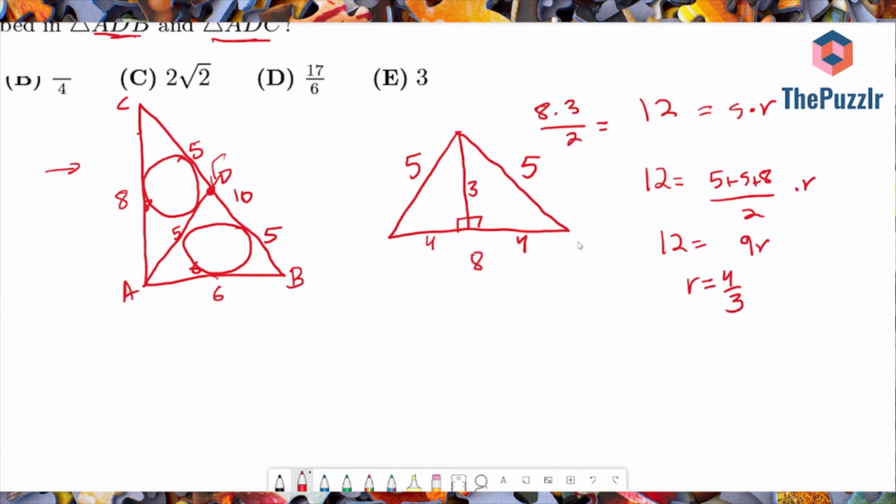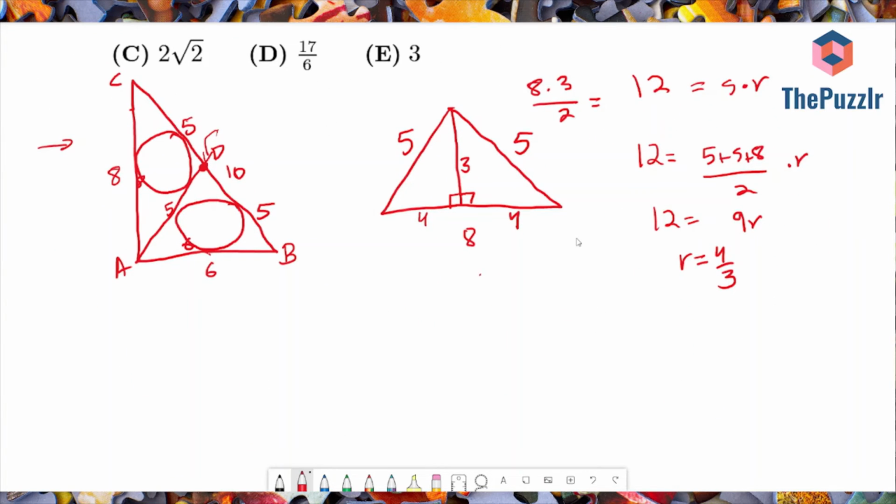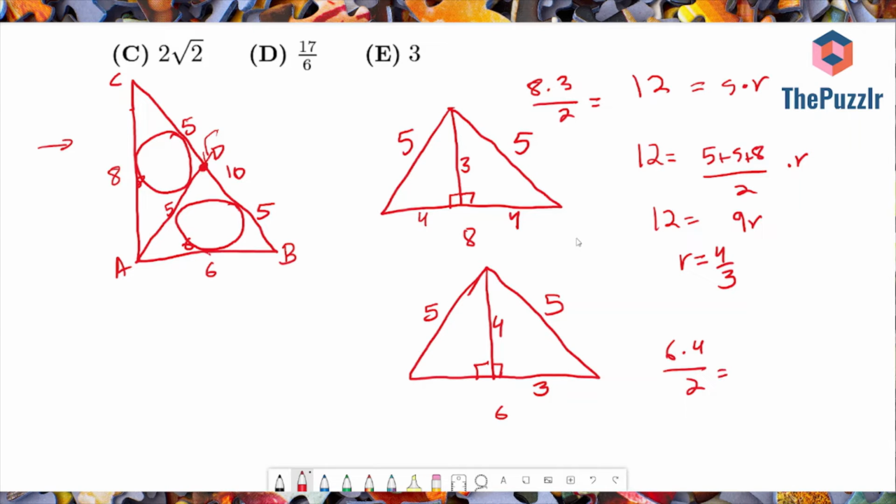Let's see if we can find the other one. Let's draw in that triangle. We have, once again, 5, 5, and we have 6 again here instead of 8. So we can do the same thing. Let's divide it in 2. Right angles again. This is 3. By Pythagorean theorem, this is 4. So we have 6 times 4 divided by 2, which gives us 12. So 12 is equal to (5 plus 5 plus 6) divided by 2 times r.